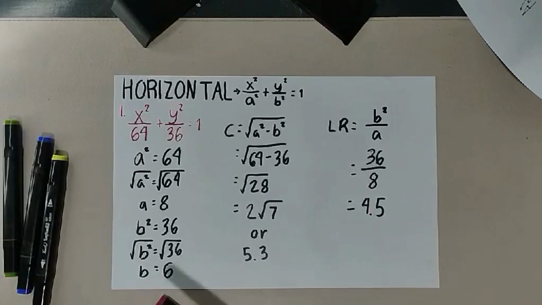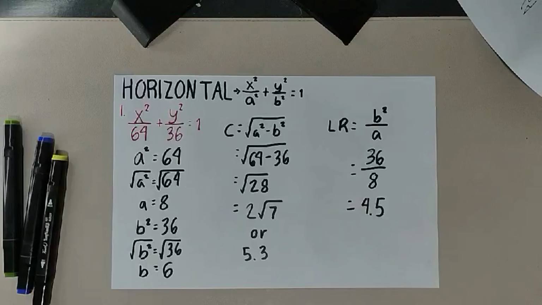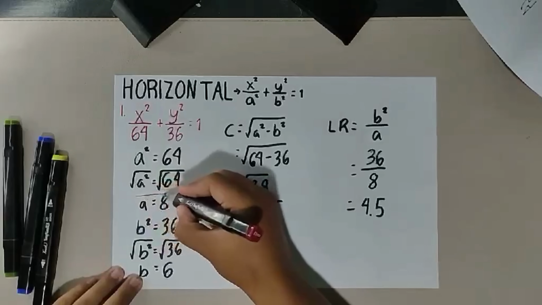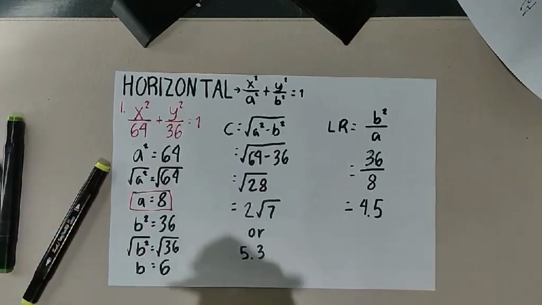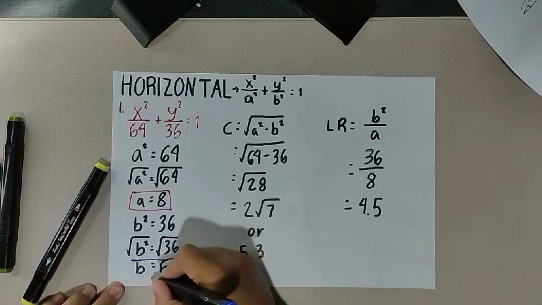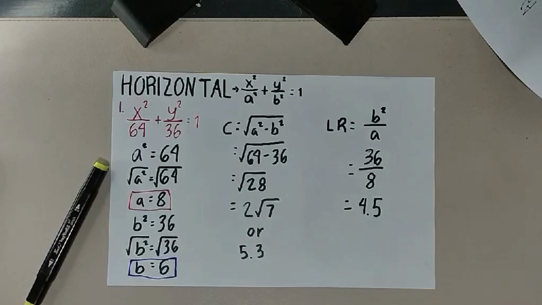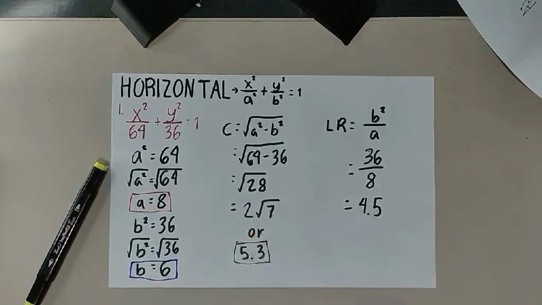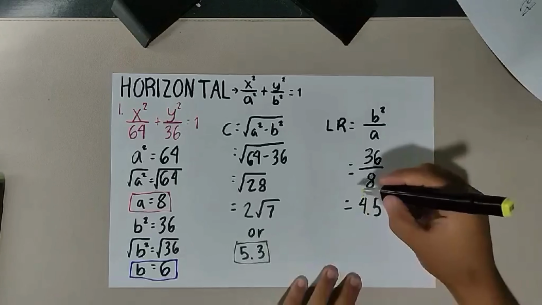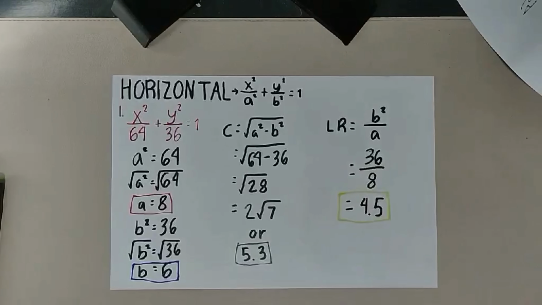After finding our vertex, co-vertex, foci, and latus rectum, we will be using this as our vertex, this as our co-vertex, this as our foci, and lastly, this as our latus rectum.